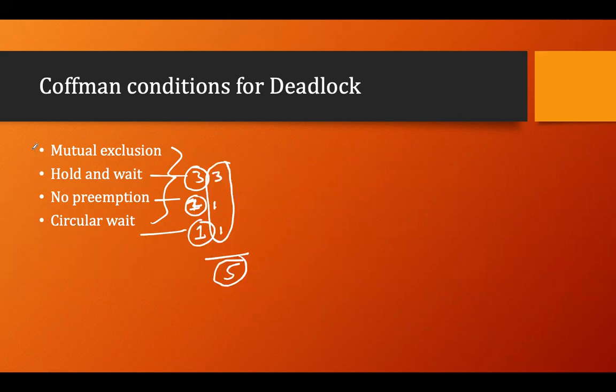Why? Because these 4 are the necessary conditions for deadlock. If all these conditions hold for a process at a particular time, then there is a deadlock. If any of the conditions doesn't hold, there is no deadlock. So these are the deadlock prevention techniques. I hope you understand it.